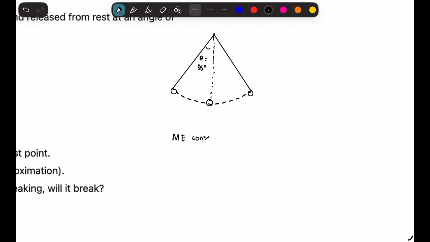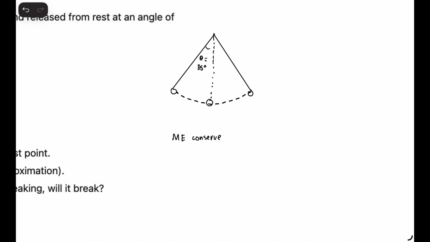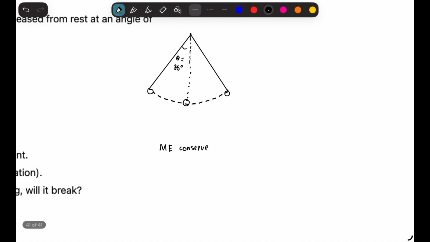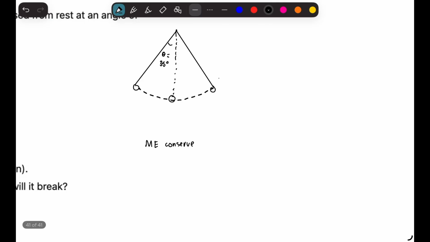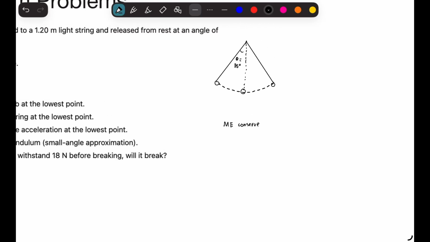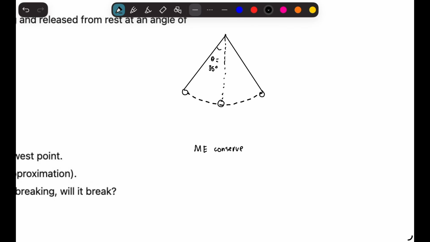So what does that mean? That means that we can find the energy at these different points that it is at when it is swinging as a ball. So when it is at this point up here, at release, when you release it, it's going to be released from the top at an angle of 35 degrees. So this is going to be the initial state.